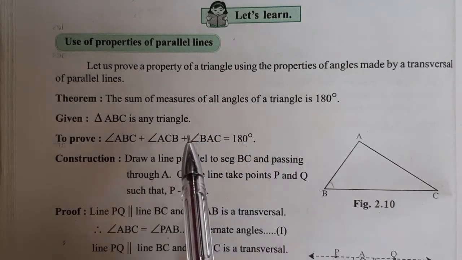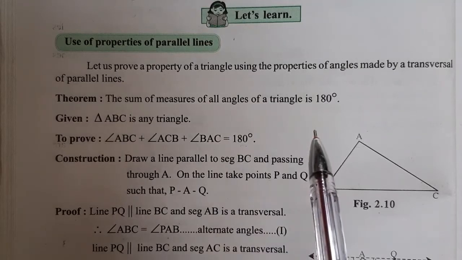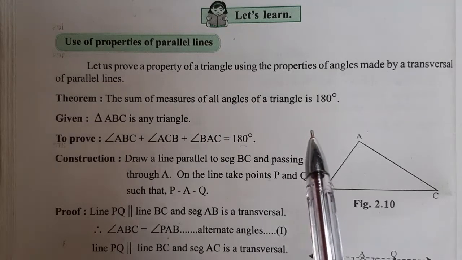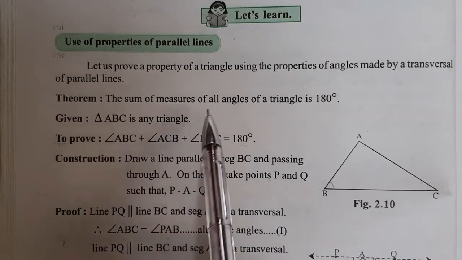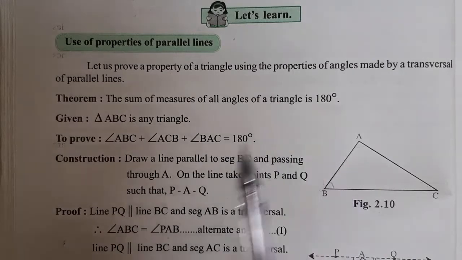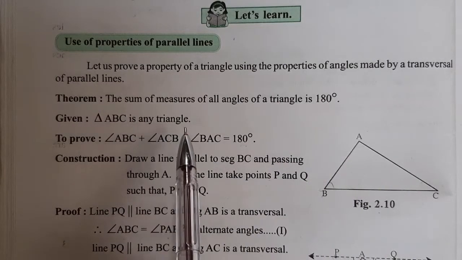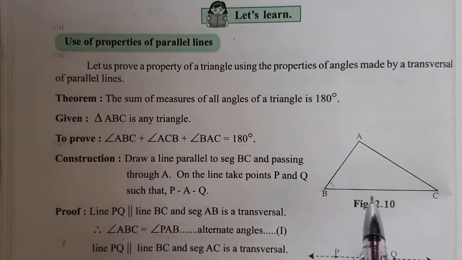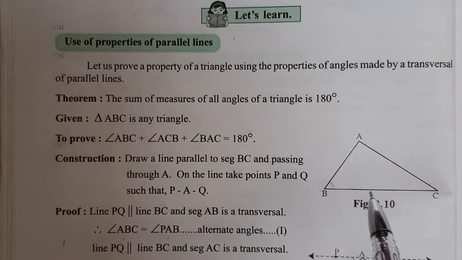Now this criterion we know. When we take a triangle, the sum of all angles of the triangle is 180 degrees. Now here we have to prove that the sum of the measures of all angles of a triangle is 180 degrees. For that, see the given. Here triangle ABC is any triangle. You can look at the diagram. Here diagram 2.10 is given. Here ABC is any triangle.